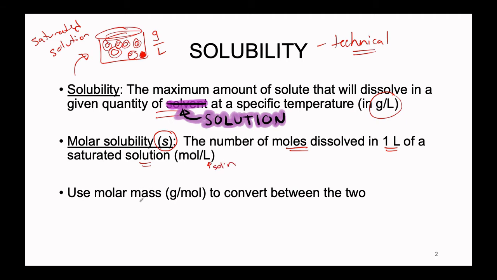Okay, so we can use the molar mass, grams per mole, to convert between the two of these. So the solubility in grams per liter can be interchanged with the molar solubility that is in moles per liter, here using grams per mole.